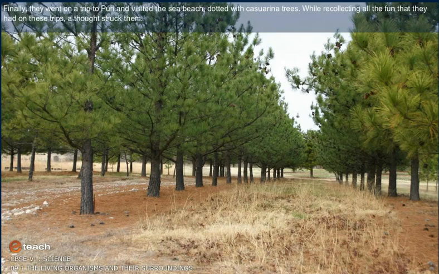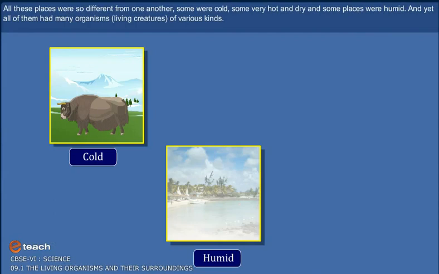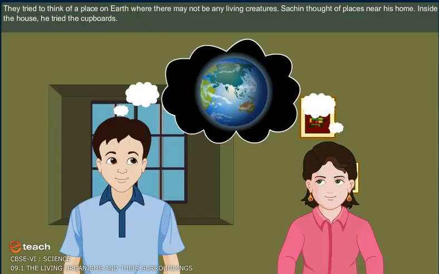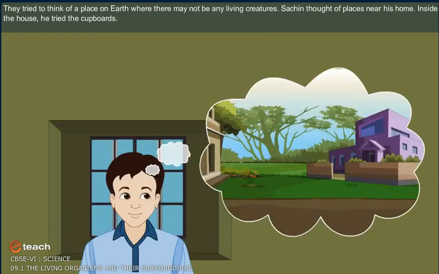While recollecting all the fun that they had on these trips, a thought struck them. All these places were so different from one another. Some were cold, some were very hot and dry, and some places were humid. And yet, all of them had many organisms, living creatures of various kinds. They tried to think of a place on earth where there may not be any living creatures.